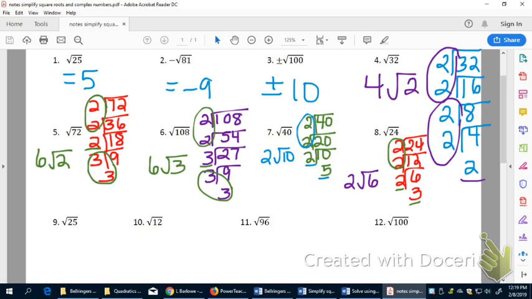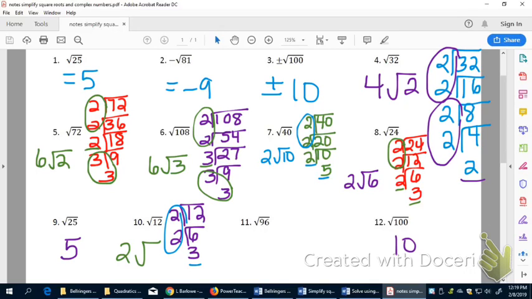Any questions? Because you know that on 9 the square root of 25 is 5 or the square root of 100 is 10, you can just write those and not have to do the whole process. When I do number 10, I break down 12, divide by 2, divide by 2 again. I have a pair of 2's and a 3. It can't come outside the square root unless there's a pair, and you only get one of them. So it's 2 and then square root 3.